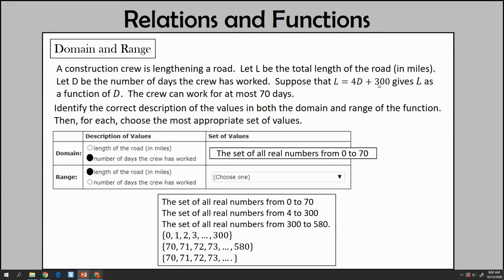And then every day we add 4, right? Now we can work a max of 70. So 4 times 70 is 280, plus 300 is 580. So this road is going to be from 300 to 580 miles long. See that? So our range here is from 300 to 580 miles. That fits this information. So you really got to look into it a little bit, but it's pretty clear. Remember that domain and range are inputs and outputs.